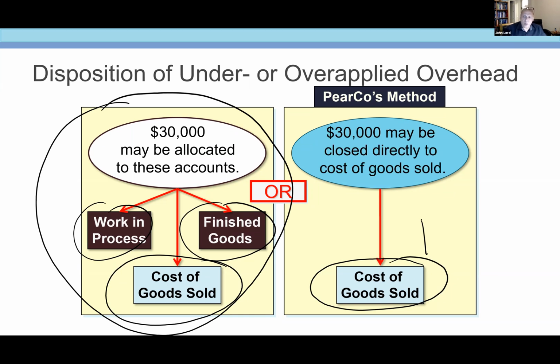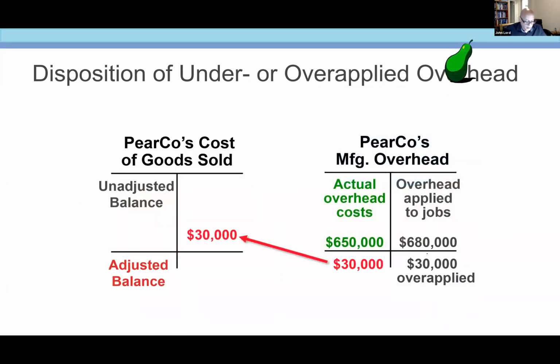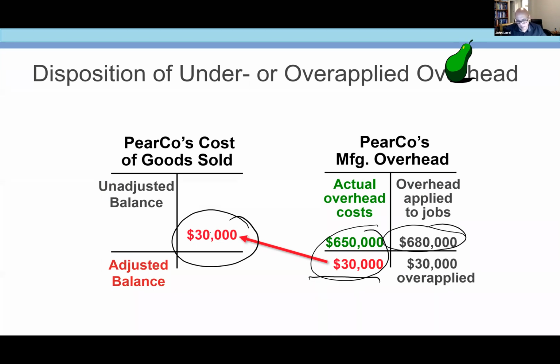So since this was what? Over applied, we put too much into our jobs. There's too much in cost of goods sold. So what am I going to do? I'm going to debit the manufacturing overhead. That zeroes that out. It's now zeroed out to 680. And I take that over applied amount and I do what? I credit it to cost of goods sold. If it was the other way, if I had under applied, I would do what? Credit the applied, and I would debit it to cost of goods sold.